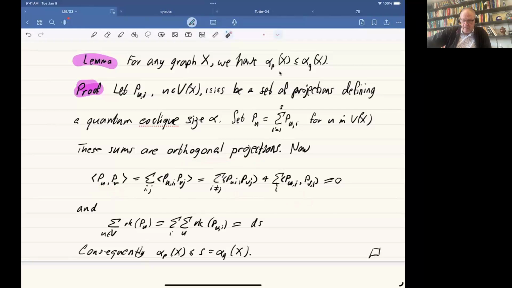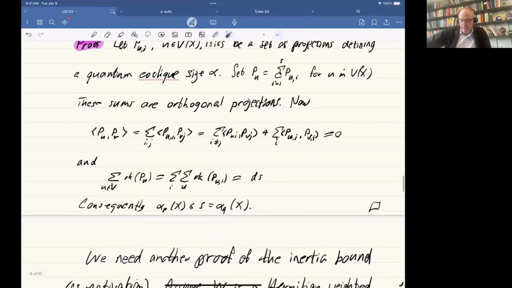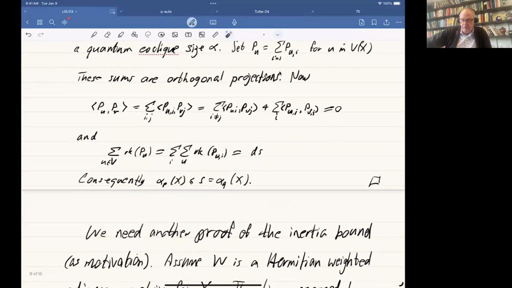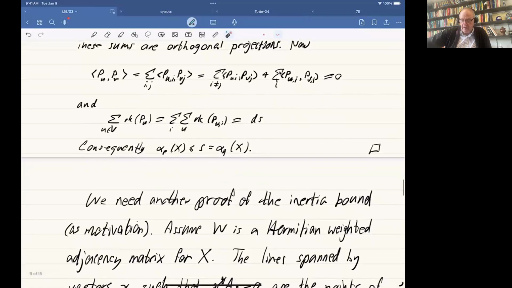So then we work out the sum of the ranks of those projections. The sum of the ranks of the P sub U is D times S. And so it follows that the projective packing number is less than or equal to the quantum chromatic number. Okay, so for the proof of the inertia bound, we're going to work with the packing number.